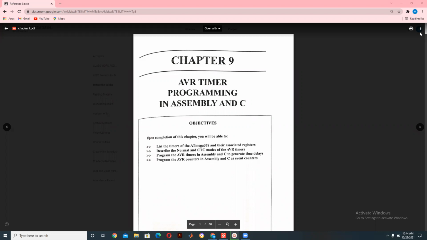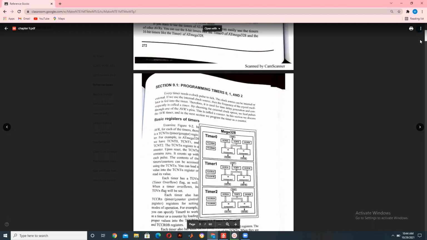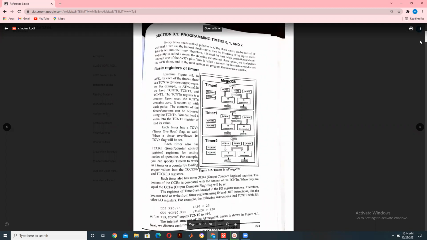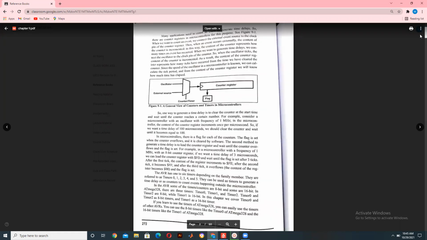Today we will be discussing the examples in chapter 9 and going through all of them. Chapter 9 is taken from the AVR book, and its heading is AVR Timer Programming in Assembly and C. In this chapter, we will explain timers and counters, using flags, muxes, oscillators, counter registers, external sources, and everything else.